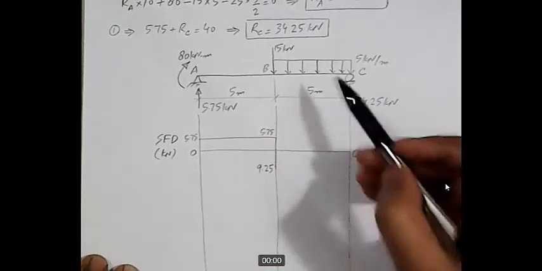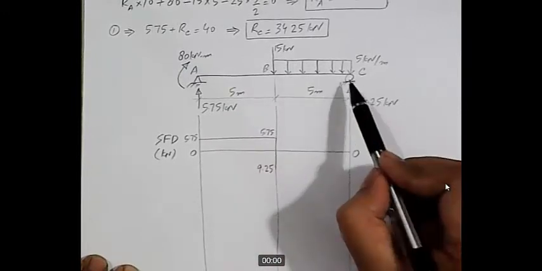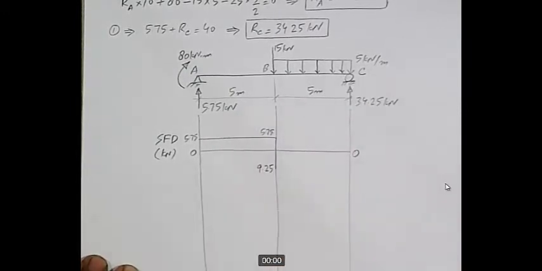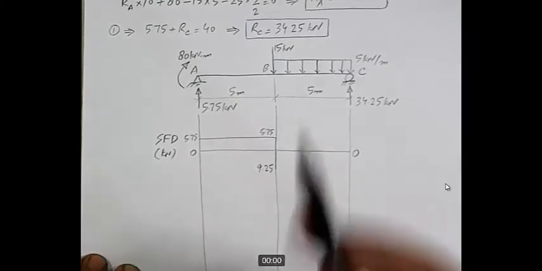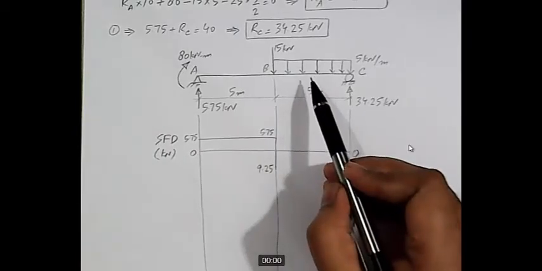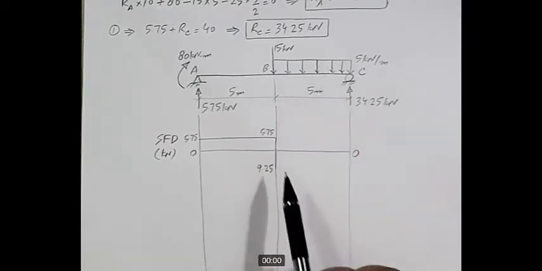And now in portion BC we have a UDL. We have not dealt with a UDL in this direct method before. Now if we look at the relationship between applied load and shear force, what is the change in shear? Change in shear is equal to the area of the load diagram. So we will calculate the area of this load diagram, and that area will give us the change in shear.